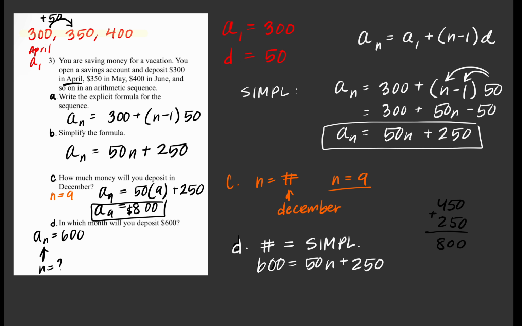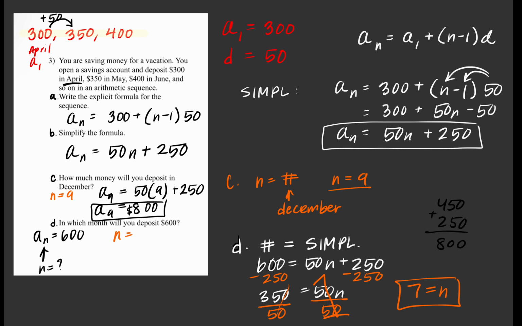I'm going to subtract 250 on both sides. I will get 350 is equal to 50n. Now I divide 50 on both sides. I see a form of 1. The zeros cancel out. 35 divided by 5 is 7. 7 is equal to n here. So 7 is equal to n, which is important to us. And we know if I were to plug this n into here, it should be a of 7 is equal to 600.